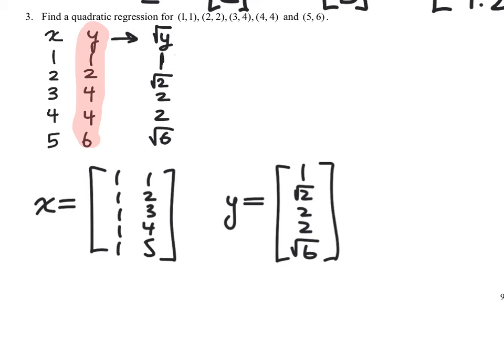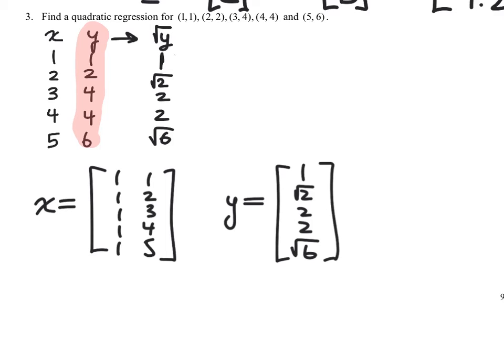Just to answer a question that may not be pondered just yet, if I wanted a cubic regression, you'd find the cube root of all your y values. If I wanted any polynomial, that's what you would do. You're always going to do the inverse operation. So if I wanted to find a sine regression, you'd find the inverse sine of all your y values. So always the opposite of whatever it is that you're looking for, the inverse operation.